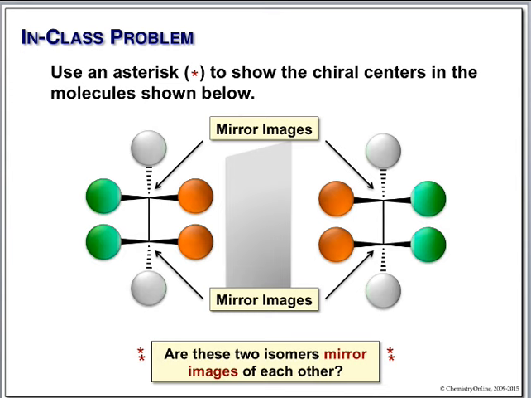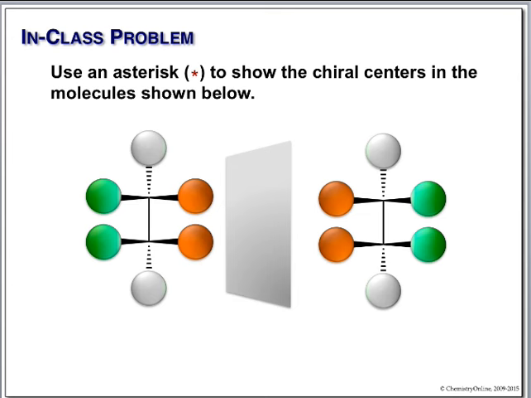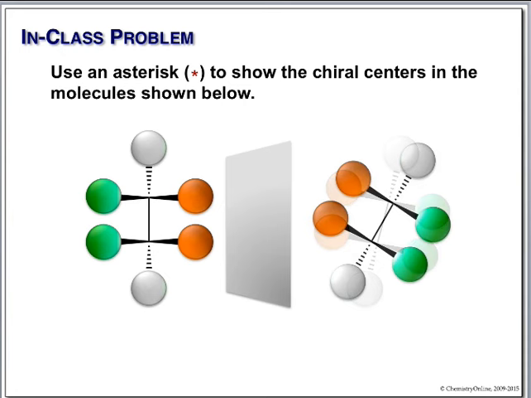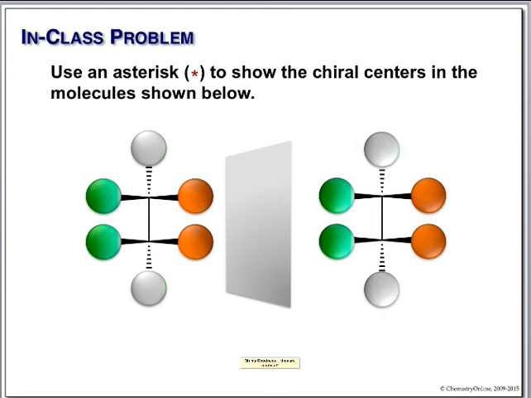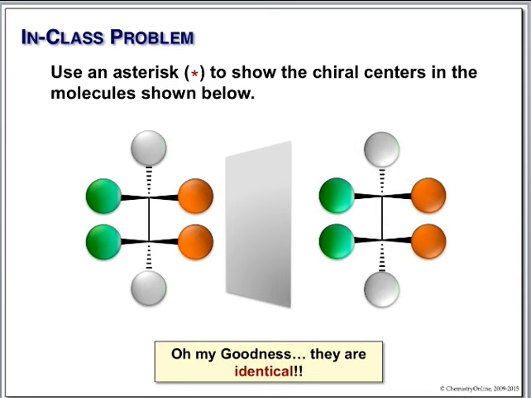Let's change these to little balls, okay? Again, if you look at it, red balls here are pointing towards the mirror, red balls towards the mirror. We would look at these and say they're mirror images. However, I'm going to take this guy and simply rotate it. And when I do that, that's on this side, this is on this side. They are identical, aren't they? How can they be identical if they had two chiral centers?